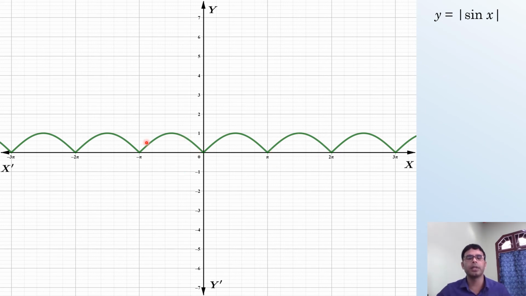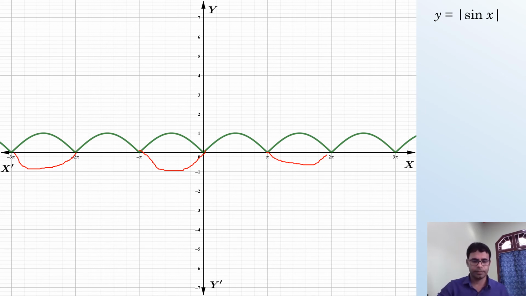Similarly, this part was actually in the lower part. This graph is actually like this. This one is like this. You may see the complete graph was like this. This part was there, this part is here, this part was there, but because of taking the modulus sign, this red portion of the graph is going to the upper half of the x-axis.